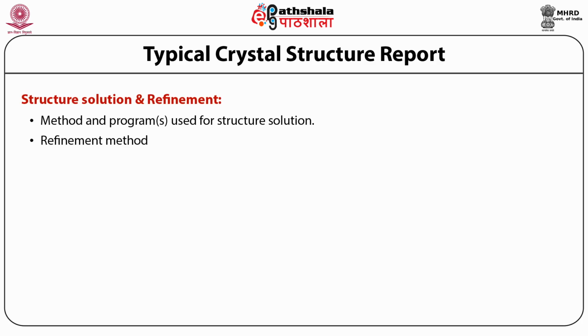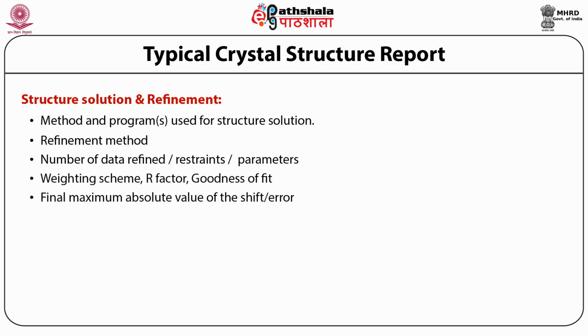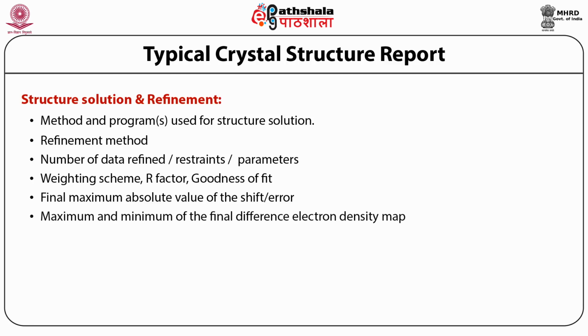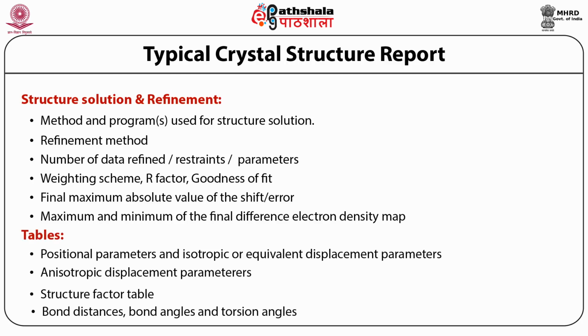One also has to give details about how many parameters have been refined and whether any restraints are used, what the weighting scheme is, what the overall R factor is, what the weighted R factor is, and what the goodness of fit is. All these values have to be included. The maximum and minimum of the final difference electron density must also be given. Positional parameters and isotropic or anisotropic parameters have also to be included.